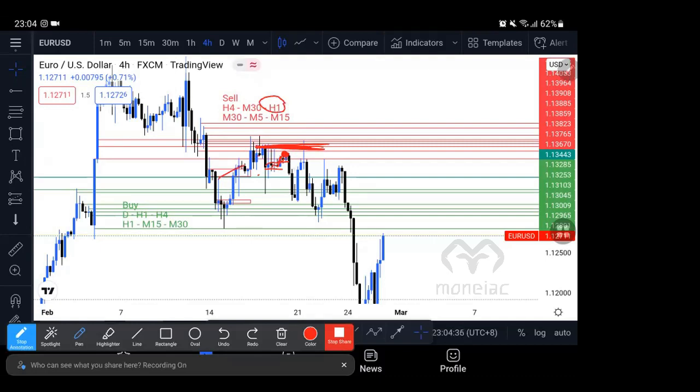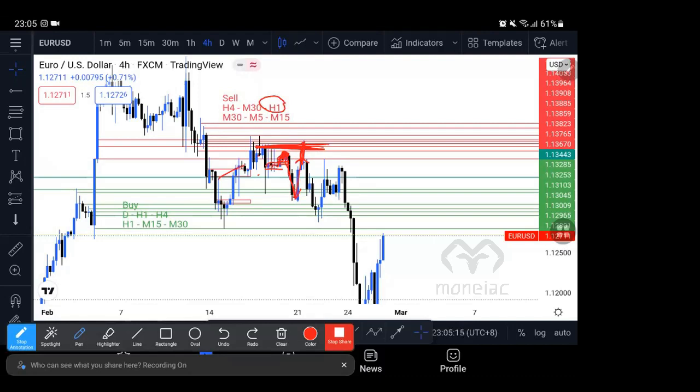Then it did break the H1, and later on, the pullback is a bit wide. This setup is not really a swing, just intraday, but when the price came back, the pullback was a bit wide, so luckily I didn't put any SL. Because I'm confident with this setup, so this is my sell.